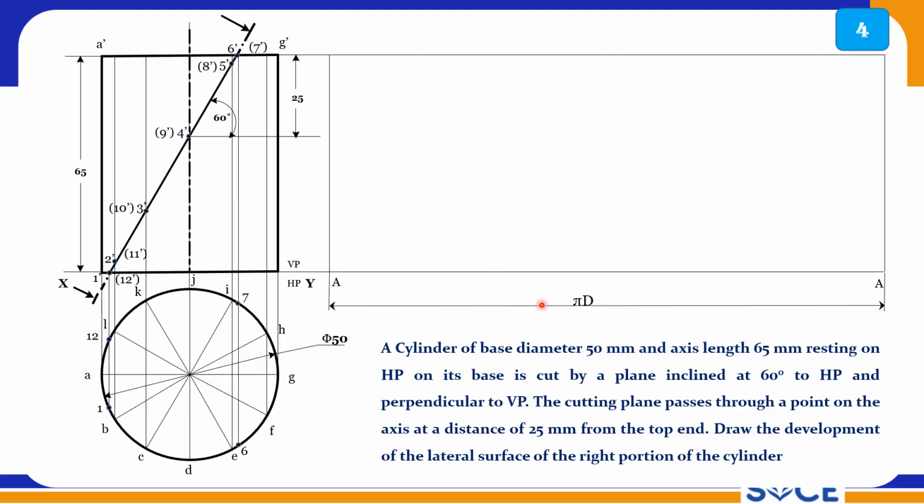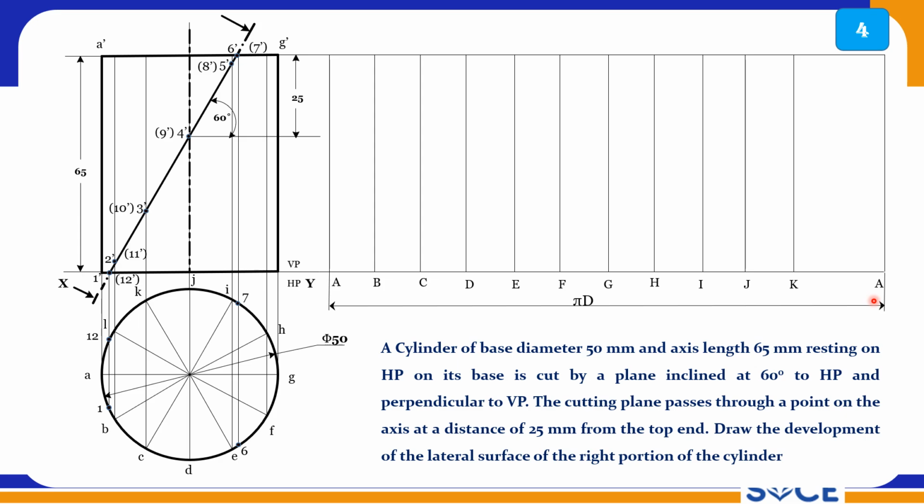So this is pi d, you measure it. You calculate and draw here how much this is, pi into 50. You measure and mark, and now divide this into 12 equal parts using the dividing line method. After dividing this into 12 equal parts, now you can project these points. So 1 is here, A towards B you measure with a compass, and from A towards B you mark that point. So this is 1.